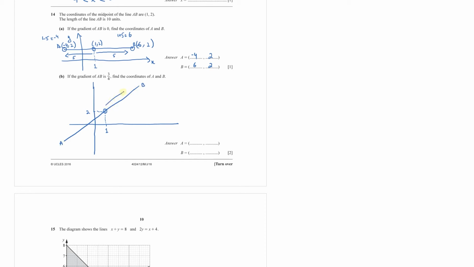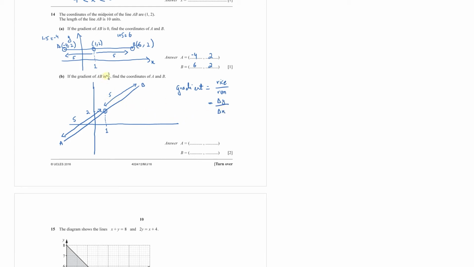And again, this distance is 5, and also this distance here is also 5, since 1, 2 is the midpoint of this line AB. So now we have to compute the coordinates of B and A. So given that the gradient is 3 by 4, we know that the gradient of a line is rise over run. So that is basically the change in value of y, which is delta y over delta x.